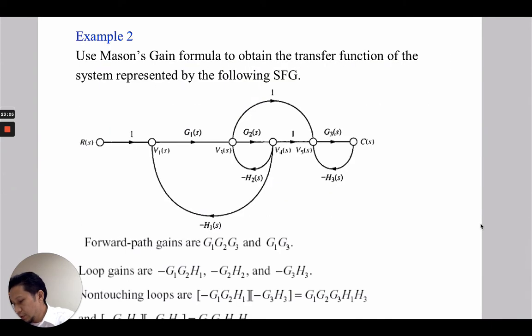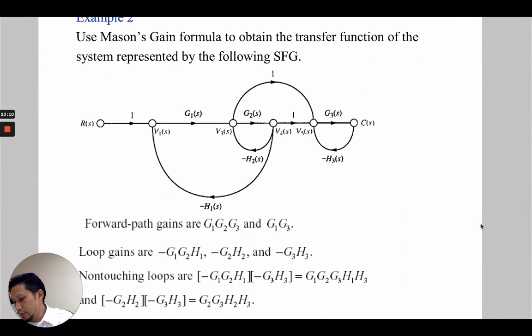So we have another example here, example 2. For example 2, use Mason gain formula to obtain the transfer function of the system represented by the following signal flow diagram. The first thing that we need to do is to find the forward path. When we say the transfer function, we want to find G, which is C(s) over R(s).